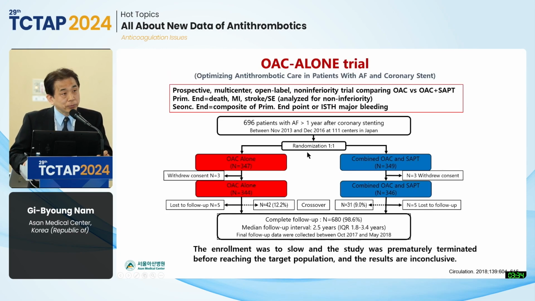However, while we were conducting this trial, 2 important trials were reported. The first one was OAC-ALONE, from Japan, published in 2018 in Circulation. This trial compared oral anticoagulation alone versus a combination of warfarin-based oral anticoagulation plus a single antiplatelet. Unfortunately, this trial was terminated prematurely because of very slow recruitment of patients, mainly because of reluctance among interventional cardiologists to omit aspirin. So the result is just inconclusive.